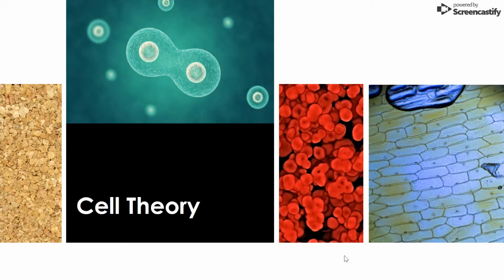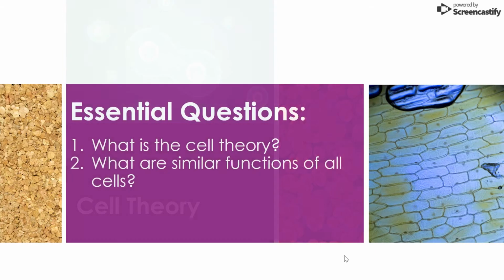Okay? So again, we're talking about the cell theory. We're going to talk about parts of the cell, why the cell is important, and we're also going to look at some functions of the cell. All right, so we have a couple of essential questions. Number one, what is the cell theory? Sounds much more complicated than what it is, I promise. And number two, what are similar functions of all cells? So all cells have some very basic functions that we can categorize them into, and we're going to talk about those in today's video.